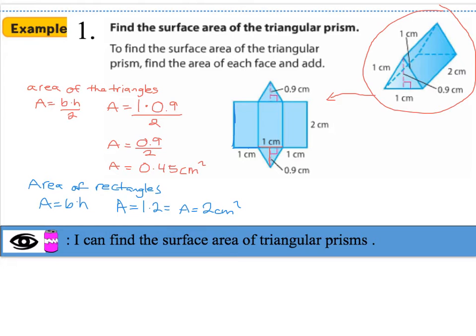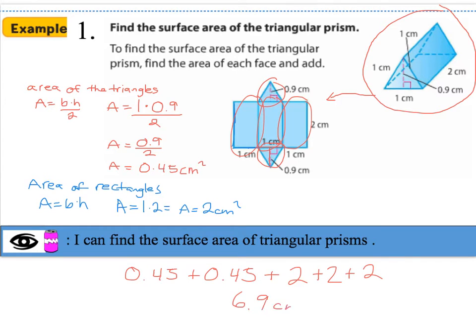So now that I know the area of the different parts, I'm going to go ahead and add them up. So I'm going to write 45/100 plus 45/100. The reason why I'm doing that twice is because I have two triangles. Here's one triangle, here's the second triangle. Plus 2, here's the first rectangle. Plus another 2, here's the second rectangle. Plus another 2, here's the third rectangle. So that's why I'm adding it 3 times. After adding these numbers together, I get 6 9/10 centimeters squared.